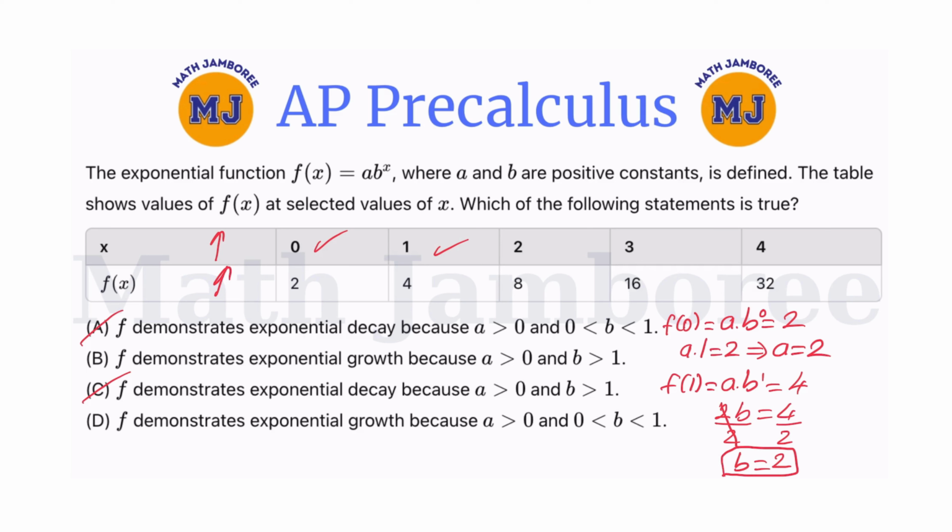In that case, choice D says b is between 0 and 1. No. But choice B says b is greater than 1. So therefore, the correct answer is choice B for this specific question.